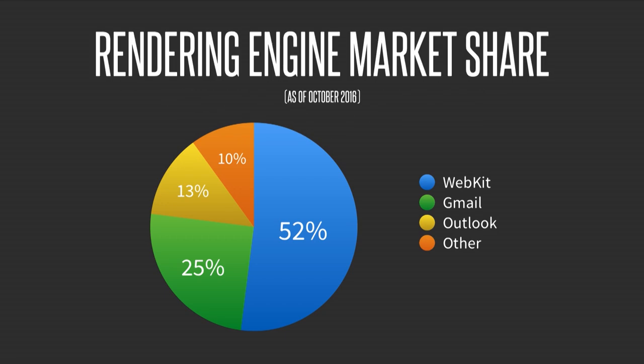Just to give you an idea of the state of the industry right now, every single month at emailclientmarketshare.com, we at Litmus post the top 10 most used email clients that we gather from our own customer data. We track over 1 billion email opens a month. The stat I want to point out today is the rendering engine market share: 52% is WebKit right now, 25% belongs to Gmail, 13% Outlook, and then it gets super fragmented down to 10% for everybody else.